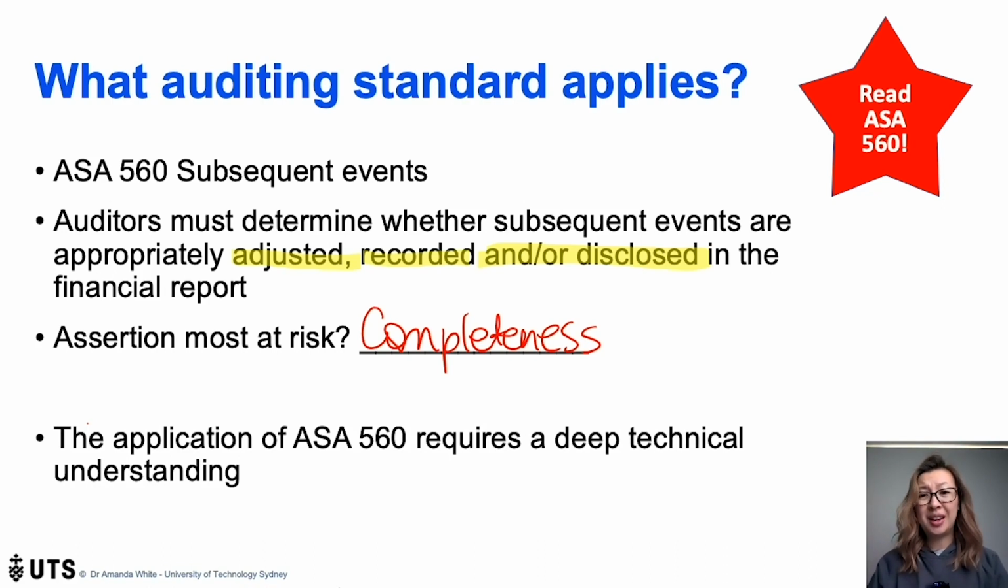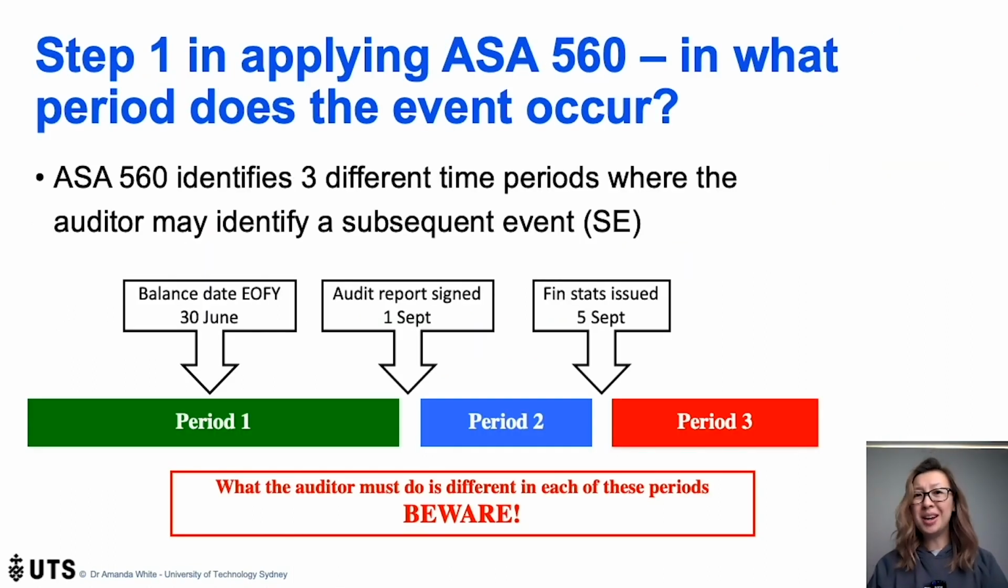Now, the application of ASA 560, which I'm going to expect you to do for our next quiz, requires a deep technical understanding. The standard isn't hard, it's just a little bit complicated, but I'm going to uncomplicate it with some simple rules that you should be able to follow in any single subsequent event situation. So step one in applying ASA 560 is: in what period does the event occur? If it's something like the factory burning down or a customer going out of business, it's when did I find out about this information? And there are 3 different periods here.